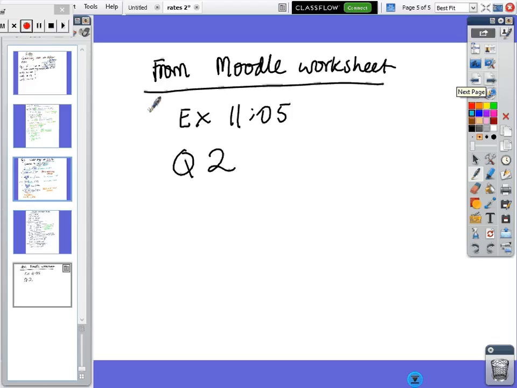On Moodle, that same worksheet, we're now looking at question 2, which is converting rates. See how you go with that.